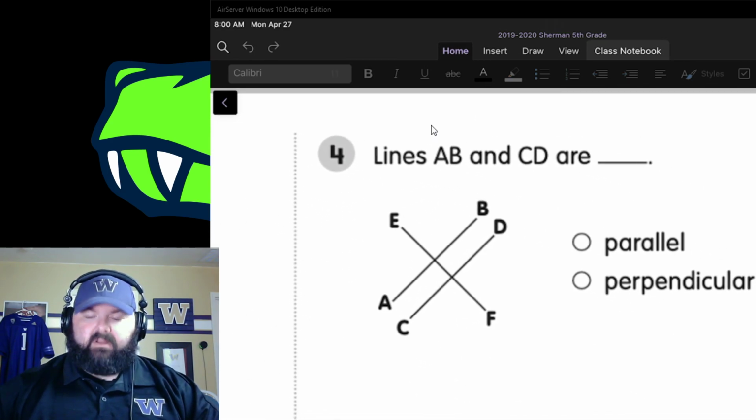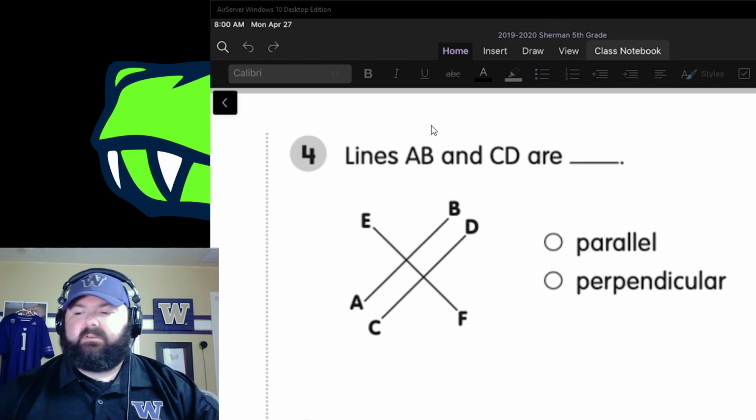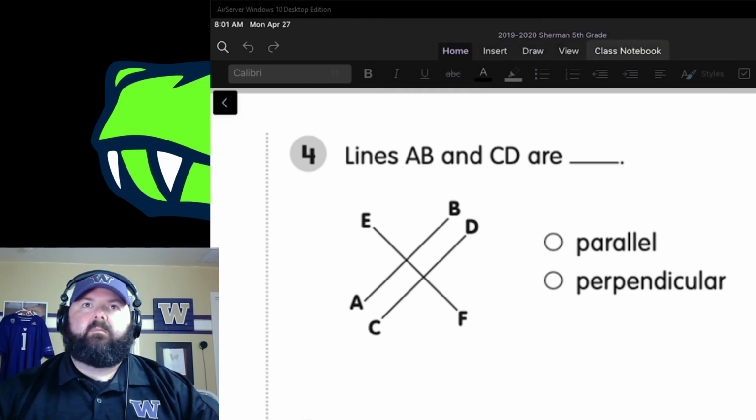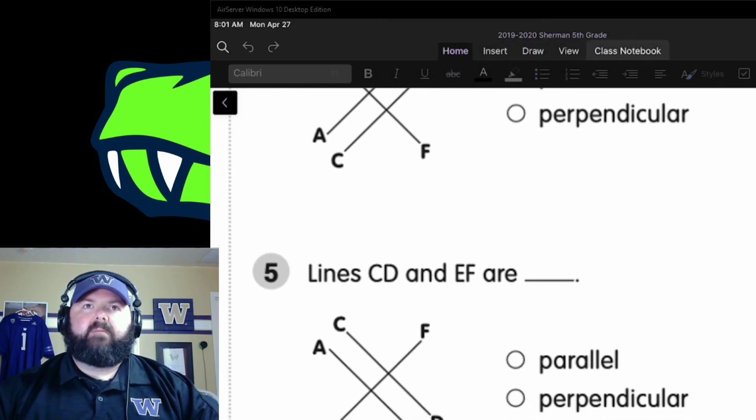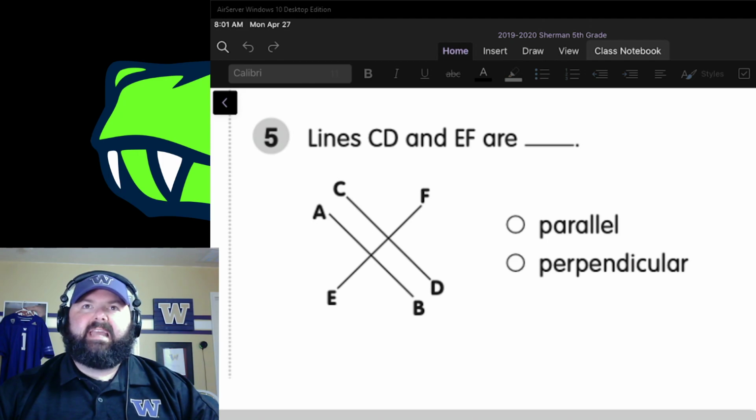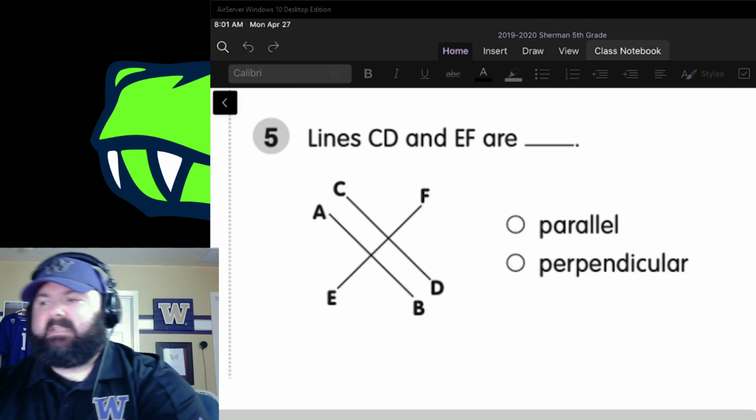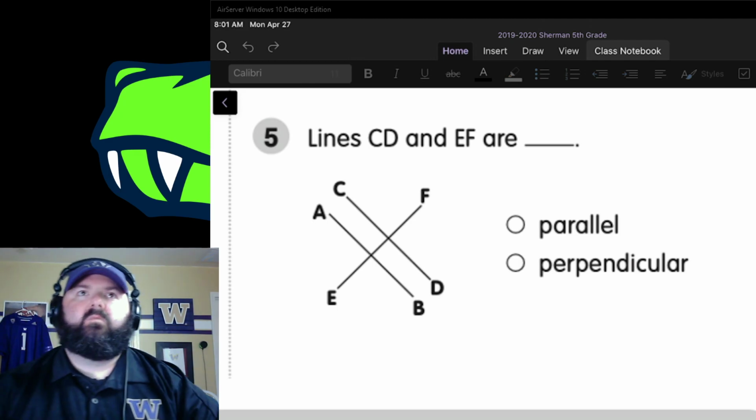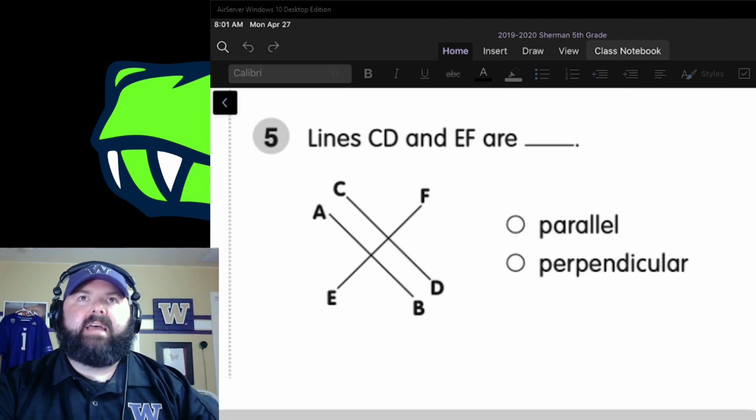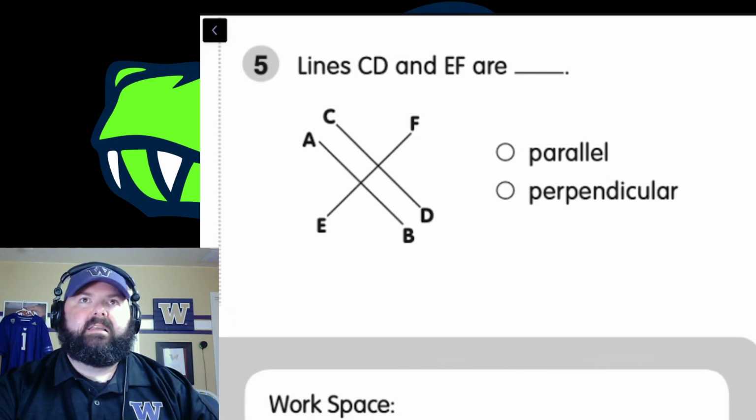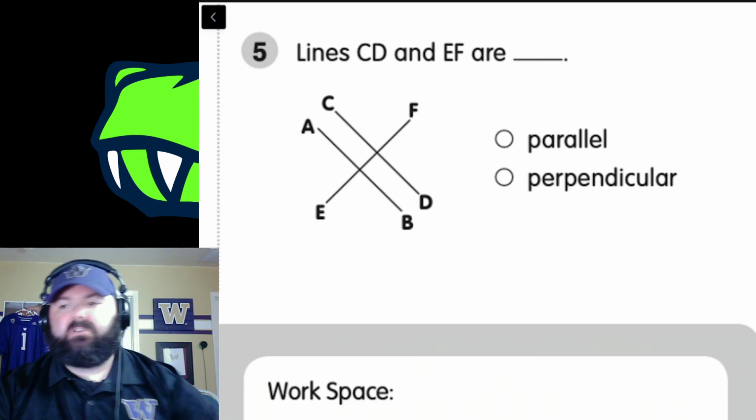On number 4, we are looking at parallel and perpendicular lines. So if you remember what we talked about a couple weeks ago, that will help you on this one. Number 5, lines CD and EF, are they parallel and perpendicular again? So the same skill, just 2 different times on those. Now, if you forgot what those mean, that is where you are able to go back in your OneNote to help you out on that. And I'm just going to make that screen just a hair larger there. There we go.